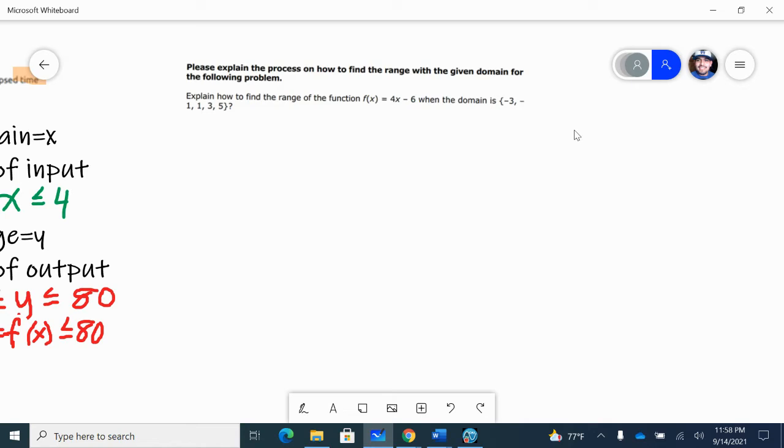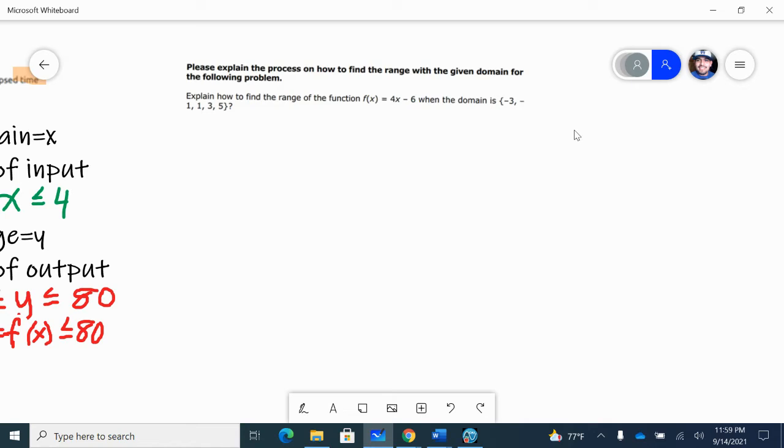So the question says, please explain the process of how to find the range with the given domain for the following problem. Now, again, it doesn't necessarily say to find the range, but I would assume that you have to find it if you're given the set of domain. So some of you guys just told me the process. One thing that I was not sure of was some of you guys tried telling me using the calculator, which is a-okay, but that's not what the problem here is asking. Right? They're saying, how do you find the range from the function f of x equals 4x minus 6?